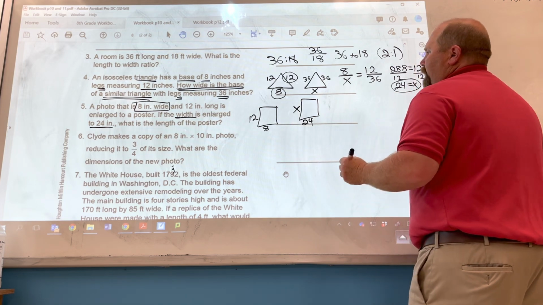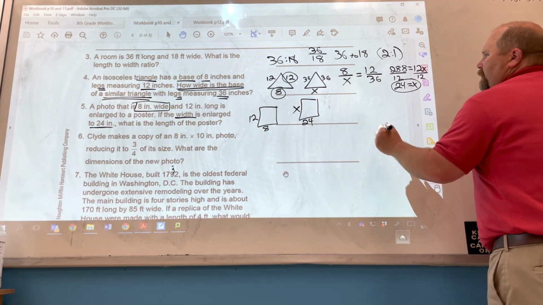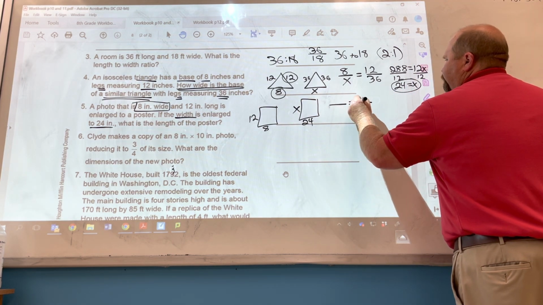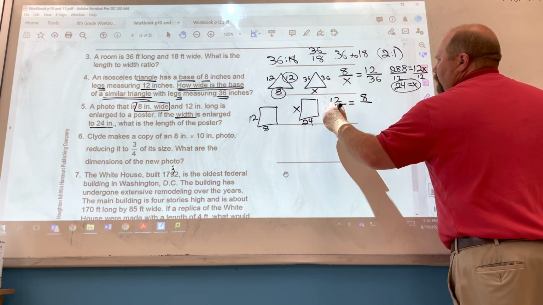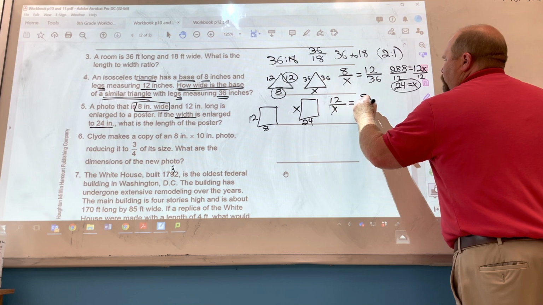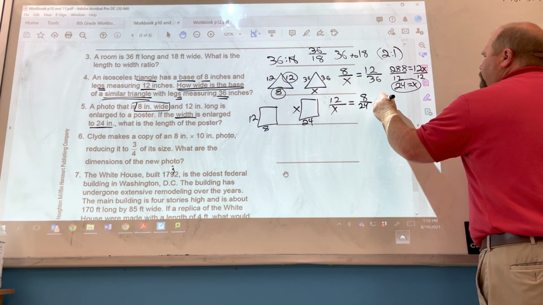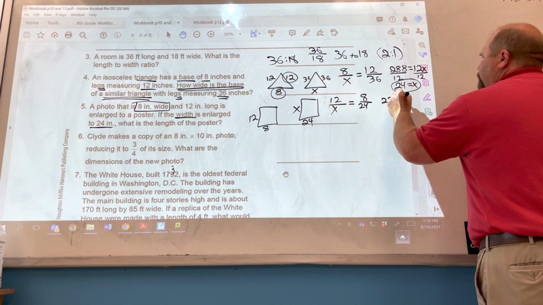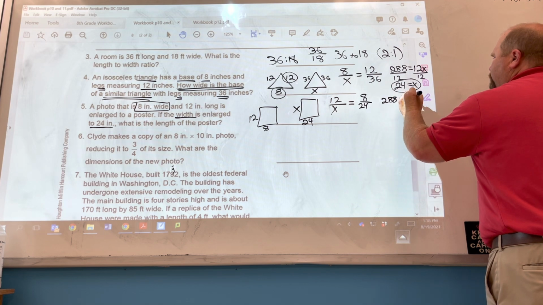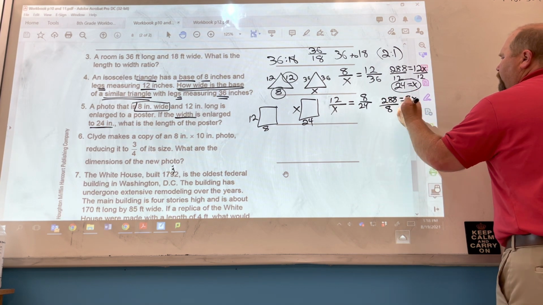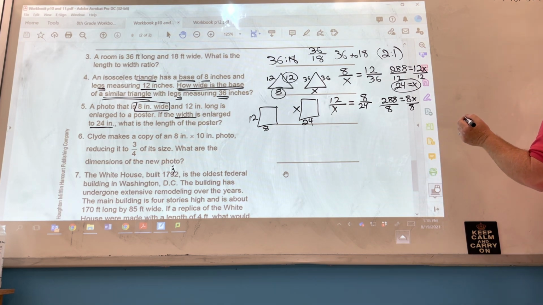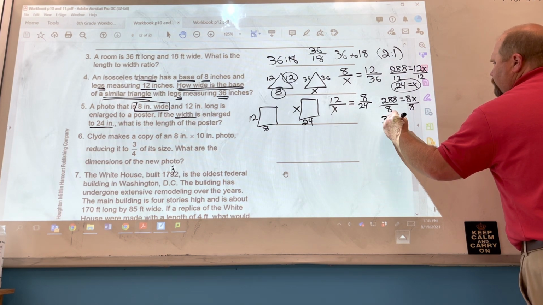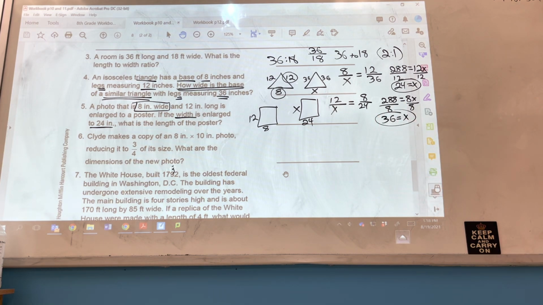And it says, what is the length of the poster? Well, I don't know. I'm going to put an X right there. I don't know the length. So proportion time, 12 and 8 on top, X and 24 on the bottom. 12 times 24 is 288 again. 8x, divide both sides by 8, and we find that the answer is 36. 36 equals x, in this case 36 inches.